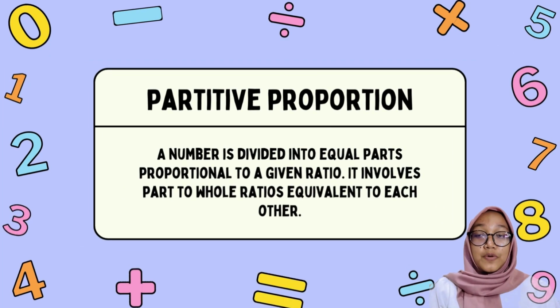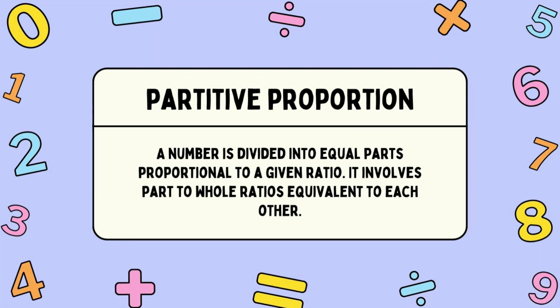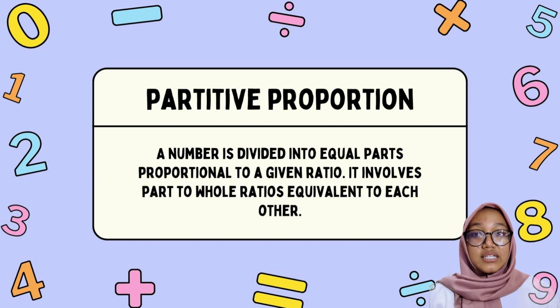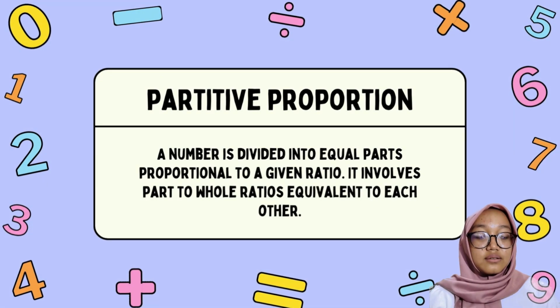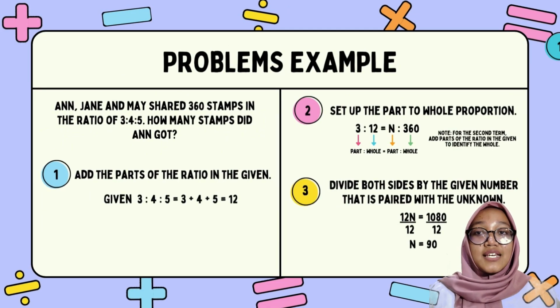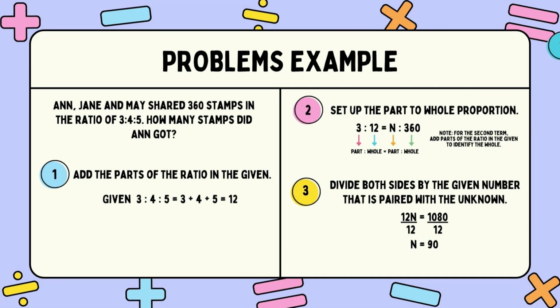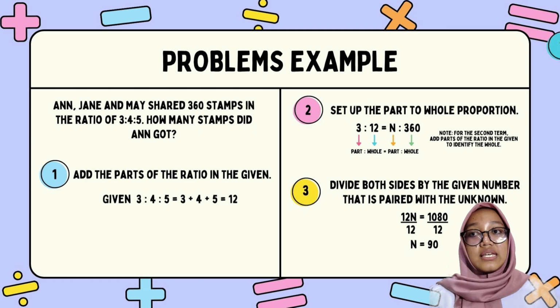And then the last proportion is partitive proportion. A number is divided into equal parts proportional to a given ratio. It involves part to whole ratios equivalent to each other. And then the problem example, the question: Anne, Jane, and May shared 360 stamps in the ratio of 3:4:5. How many stamps did Anne get?